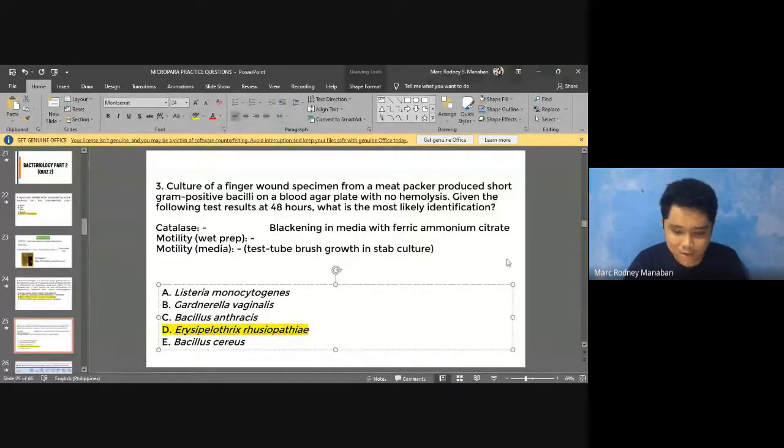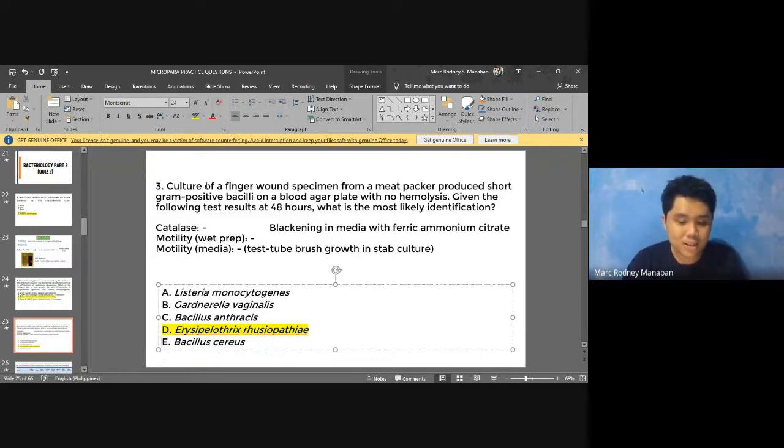I'll make it more challenging. H2S producer, blackening in media with ferric ammonium citrate. It just tells you that it is an H2S producer, and a gram-positive bacillus at that. So as I mentioned, once the presentation and results are given, press the buzzer: that is Erysipelothrix rhusiopathiae.